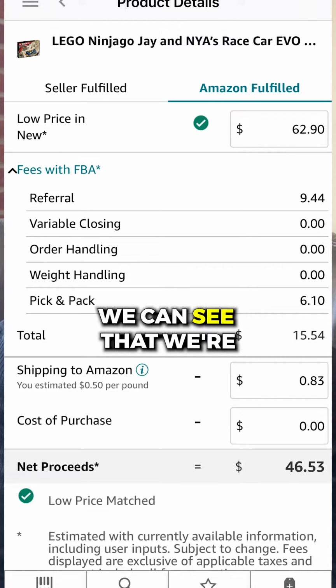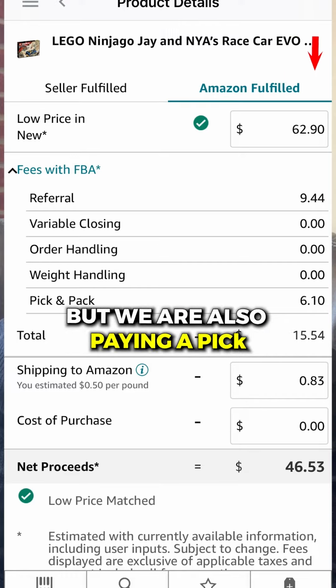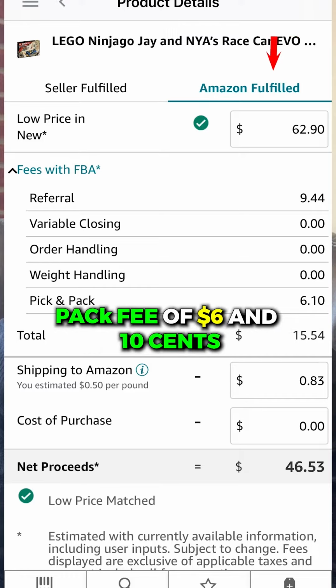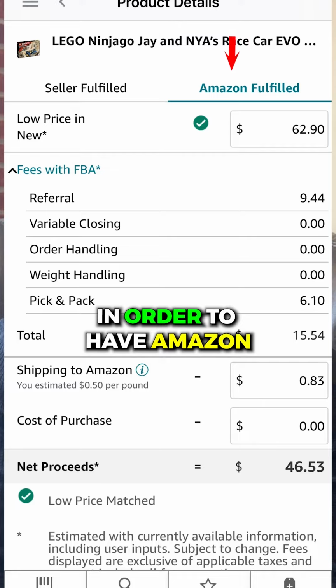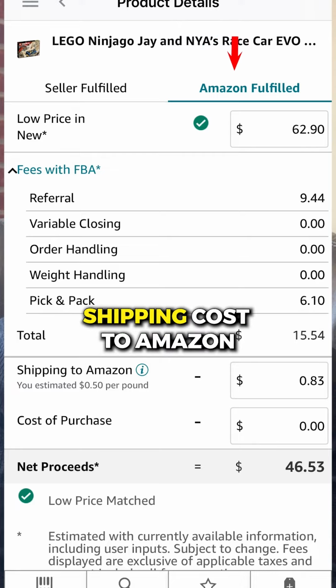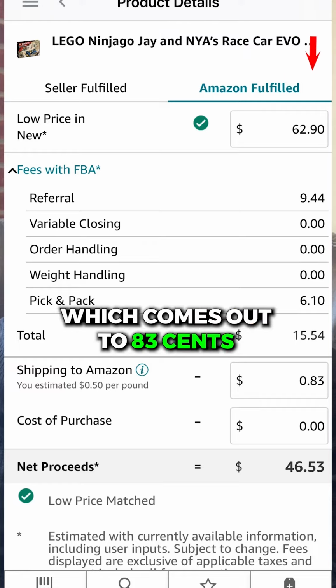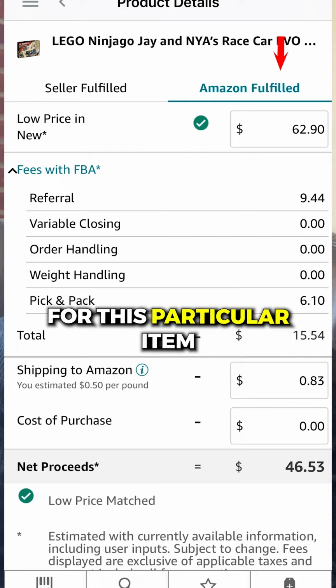When we compare this to Amazon fulfilled, we can see that we're paying a 15% flat referral fee of $9.44, but we are also paying a pick and pack fee of $6.10 in order to have Amazon handle and ship our inventory. There is also a small shipping cost to Amazon, which I use a flat estimator of about 50 cents per pound, which comes out to 83 cents for this particular item.